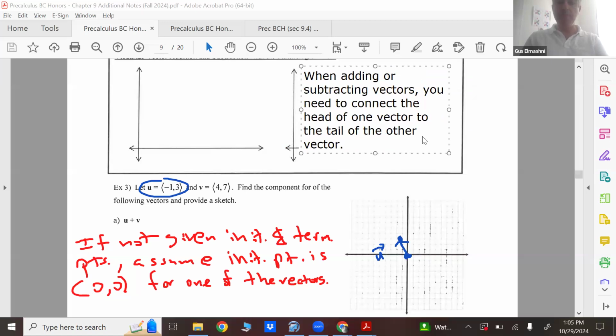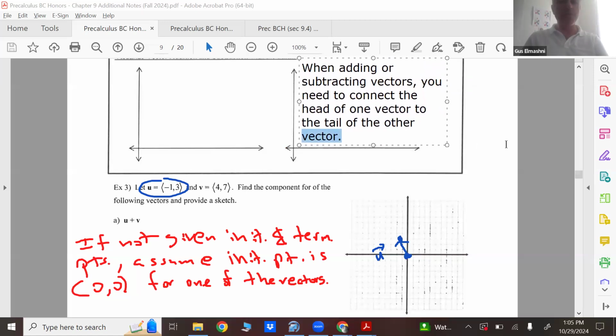No, there's not. Well, unless you're subtracting, it will. We'll see in a moment. Okay. Which part, Thomas? This part, if not given initial or terminal points, assume the initial point is 0, 0 for one of the vectors. What about the other one? We'll get there in a moment. Just wait. Okay. So when adding and subtracting vectors, you need to connect the head of one vector to the tail of the other vector.